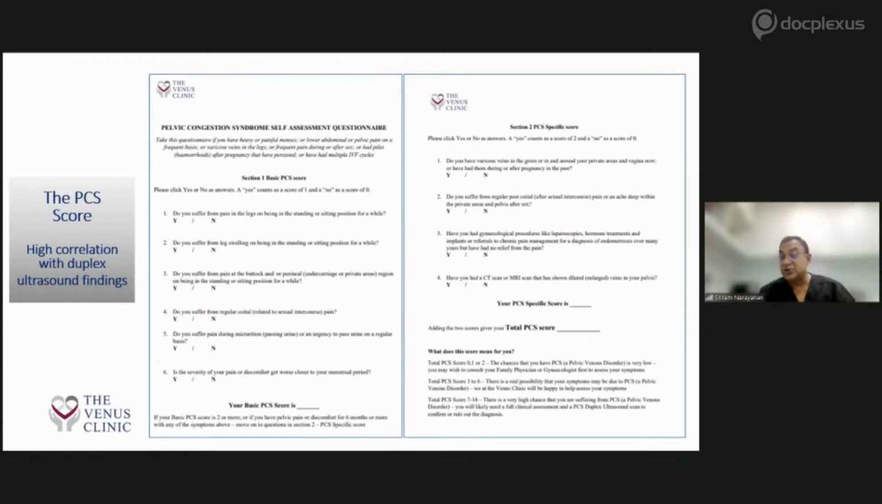And we find that scores of 0, 1, or 2, even in patients who have severe pain, if they have low scores, they're unlikely to have pelvic congestion syndrome or pelvic venous disorder. They almost certainly have endometriosis. Between 3 and 6 is a bit of a gray area, and you might need to tease out the history a bit more, and you might actually need to do an ultrasound to work out whether it's a venous disorder or an endometriosis. But patients who have scores above 7 almost certainly have a pelvic venous disorder underlying their symptoms, and they will need a full clinical assessment to consider what needs to be done.